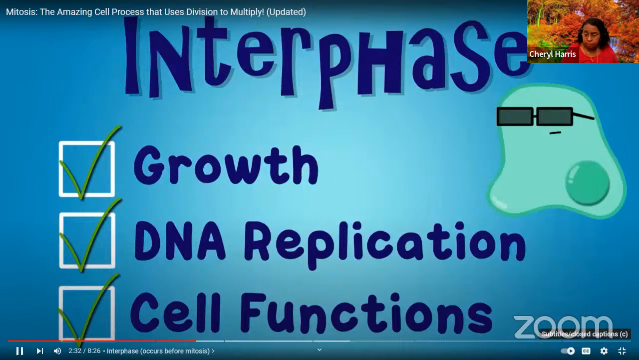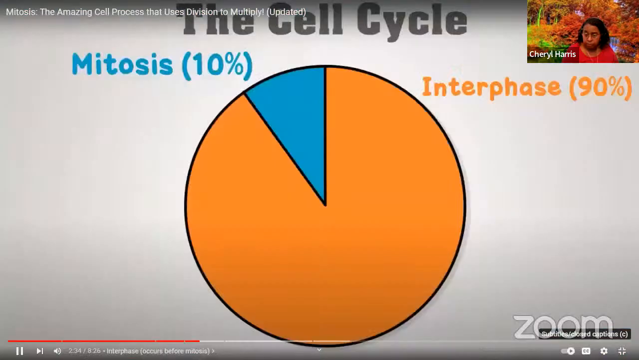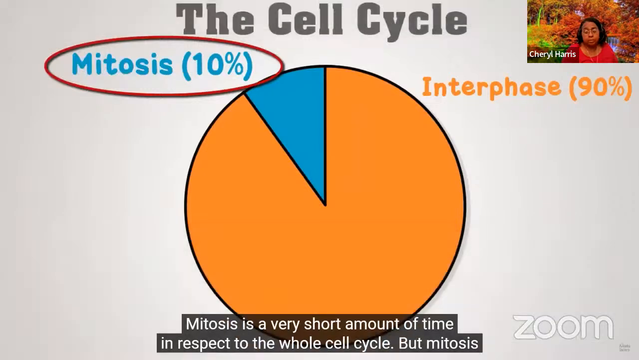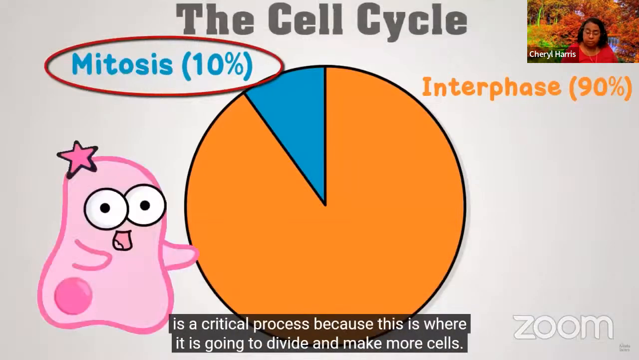Interphase is where cells spend most of their time in respect to the whole cell cycle. Mitosis is a very short amount of time in respect to the whole cell cycle. But mitosis is a critical process because this is where it is going to divide and make more cells.